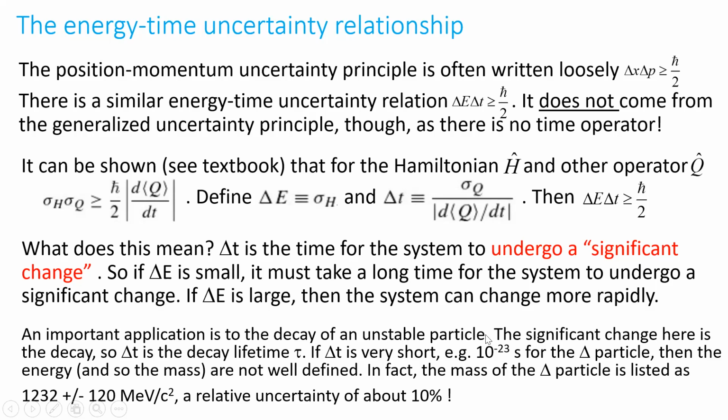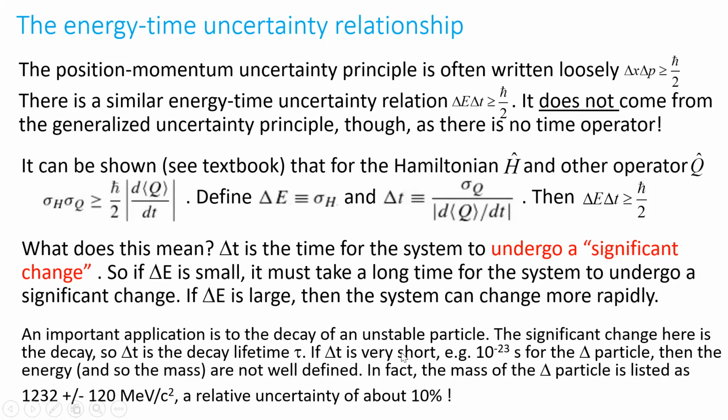The electron and the proton and the neutron, fortunately, are pretty stable, but other particles with higher energies like muons and tau muons and mesons decay and have short lifetimes. So in the case of an unstable particle, the significant change would be the decay. So the delta T here would be the decay lifetime, which we call tau. So if tau or delta T is very short, and for a particle called the delta particle, it's about 10 to the minus 23 seconds. So that thing lasts barely any time at all, just a ridiculously small amount of time. So it's gone just in a flash.